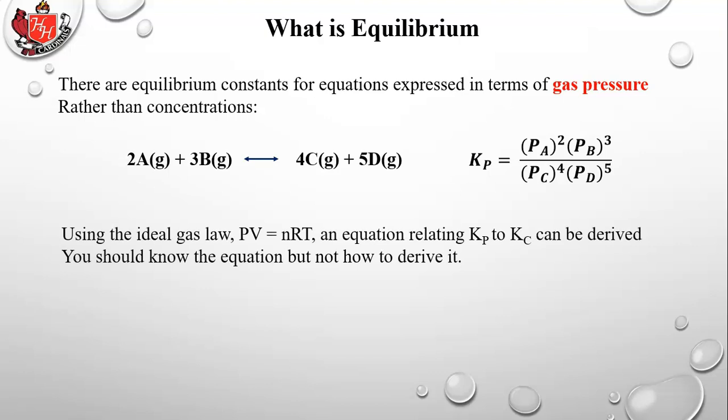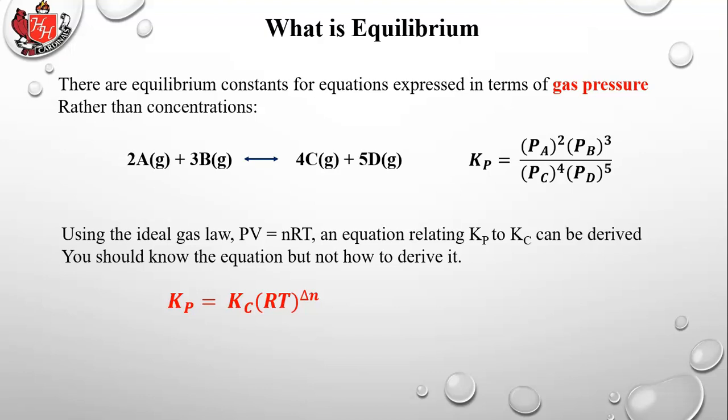Using the ideal gas law, PV equals nRT, an equation relating Kp to Kc can be derived. You should know the equation, but not how to derive it. So there it is right there. And the way you learn it is you can just memorize that. So the equilibrium constant for pressure equals the equilibrium constant for concentration times R, that's the gas constant, times temperature in Kelvin, raised to the power of the change in number of moles.